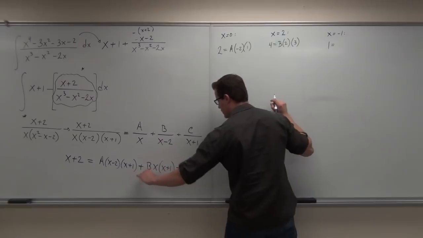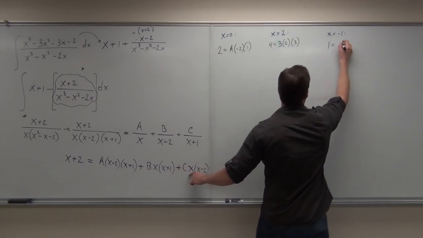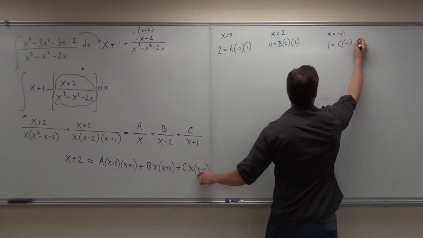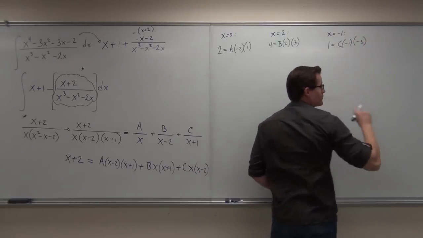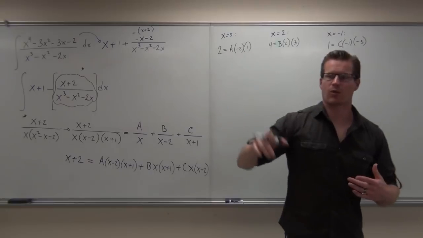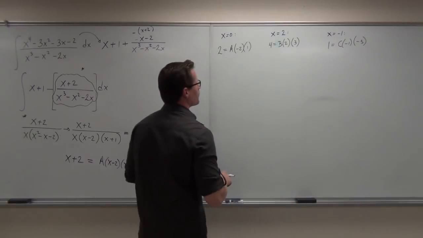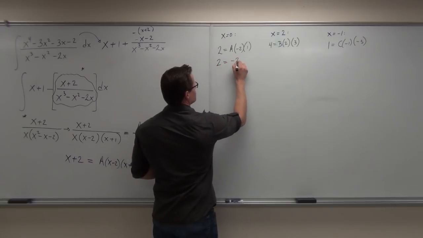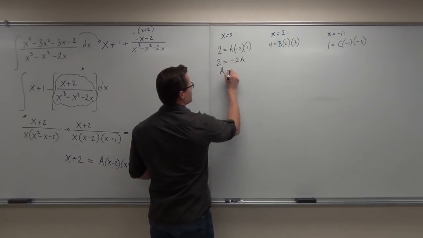This is 0, whole term gone. This is not 0. I get C times -1, that's what I'm plugging in, times -3. Show of hands if you made it that far. Good deal. Now we're almost done here. So, simplify a little bit. 2 equals -2a, therefore a equals how much?